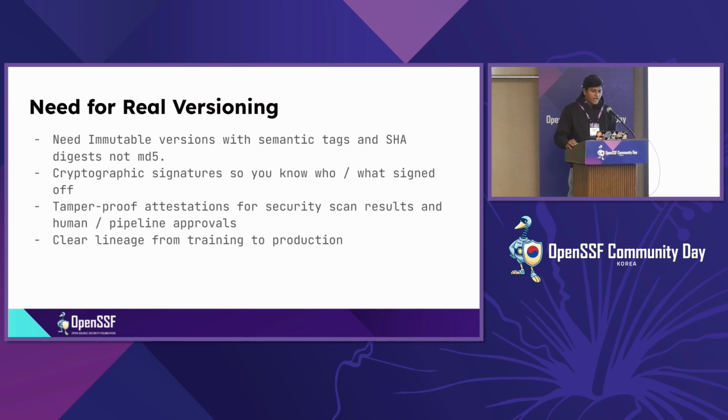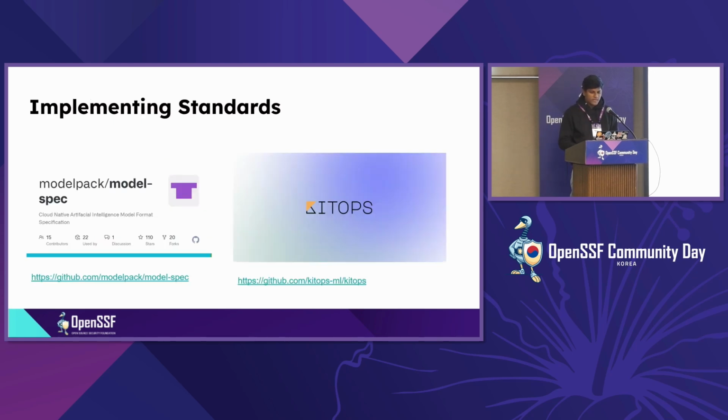And these immutable versions need to have semantic tags for us humans and digest for machines. And MD5, please don't do that. Probably you also need to have cryptographic signatures, tamper-proof attestations, and human verification on the pipelines, signing, etc. And you need to have clear lineage, which is basically provenance of the model, where it comes from and where it goes, like the entire pipeline.